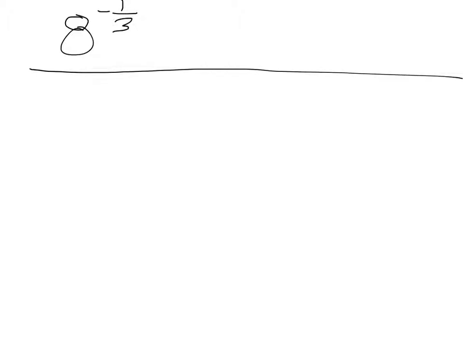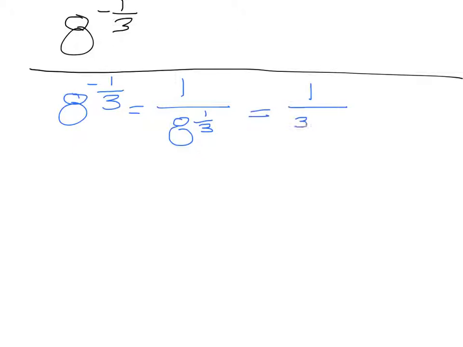So the first one is to deal with the negative first. Let's take 8 to the negative 1/3. We're going to get rid of the negative by doing 1 over 8 to the positive 1/3. Okay, we're going to bring that down and we're going to do 1 over the cube root of 8. And we're going to get that down to 1 over 2. Okay?